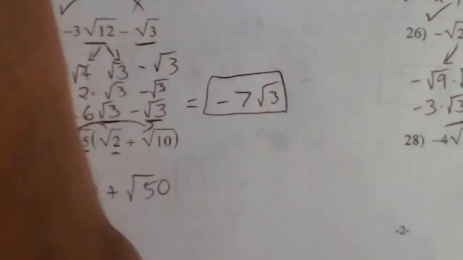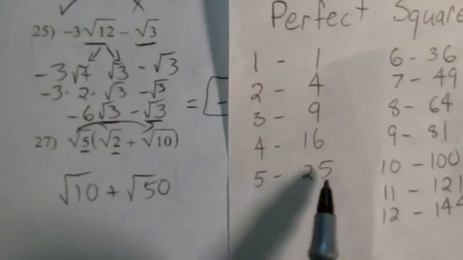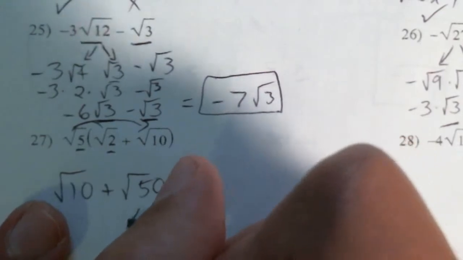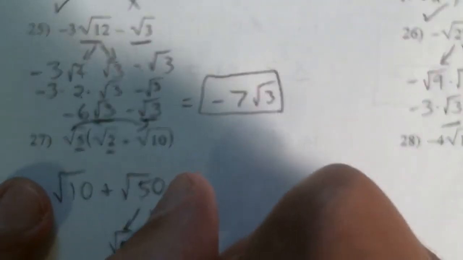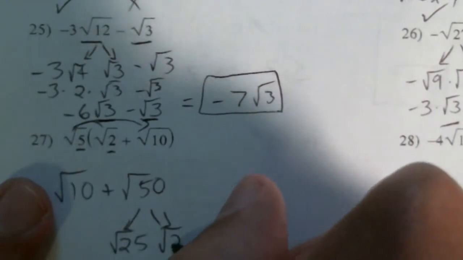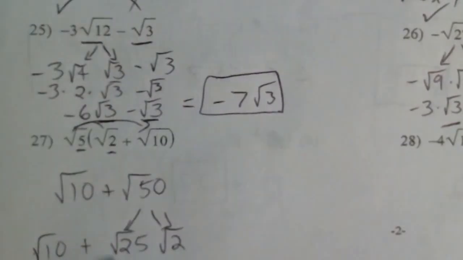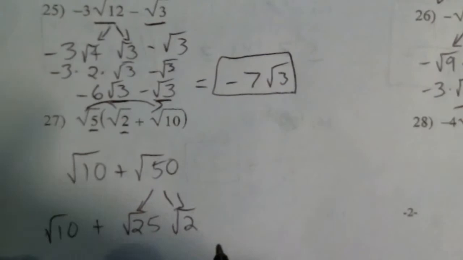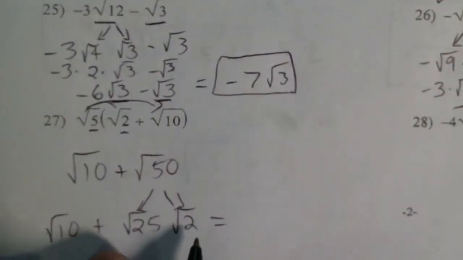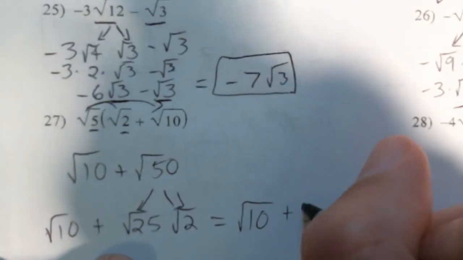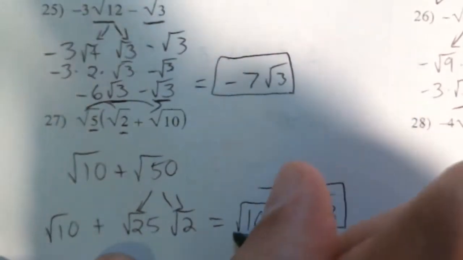I can't do anything with 10. Are there any of these numbers that go into 50? Yeah, 25 does. So I can break this down into perfect and non-perfect. 25 is perfect. The leftover garbage 2 is not. So I have the square root of 10 plus the square root of 25 times 2. And the square root of 25 is just 5. So this simplifies as the square root of 10 plus 5 times the square root of 2.